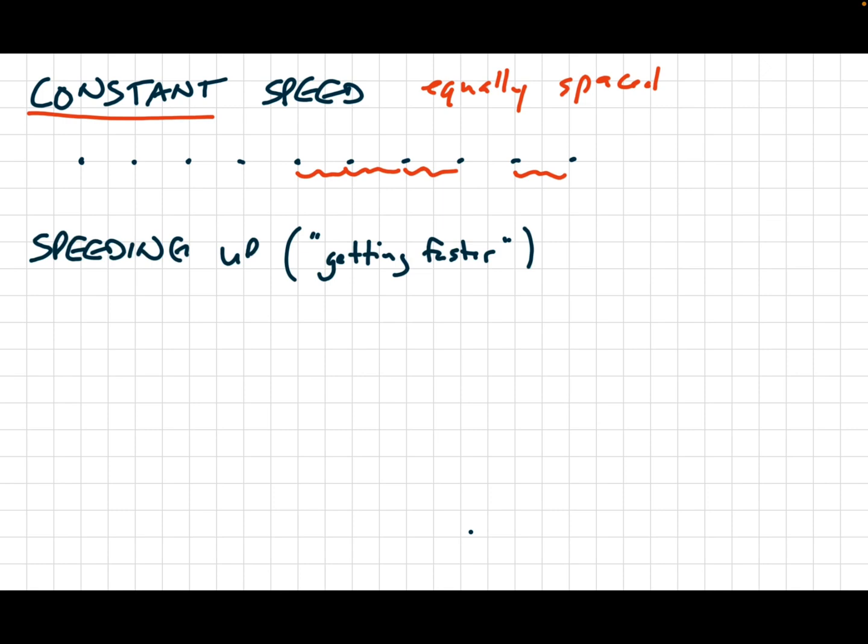Now, if the object starts out going really slow and speeds up, it's not going to be nice and equally spaced out. What we're going to see is that each of these dots is going to change how far it is away from the next one.